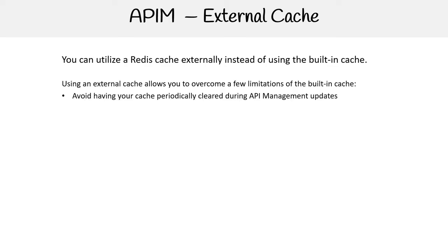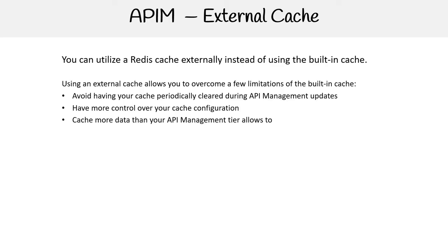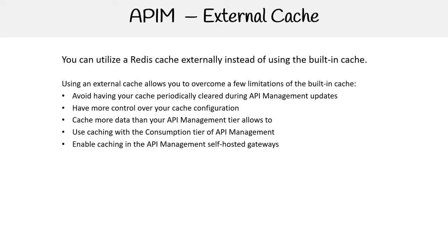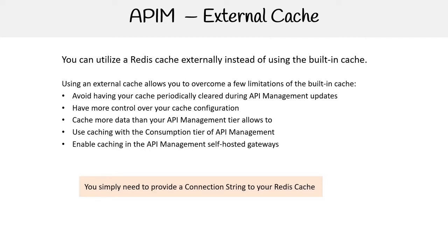You avoid having your cache periodically cleared during API management updates. You have more control over your cache configuration. You can cache more data than your API management tier allows. You can use cache with the consumption tier of API management. You can enable caching in the API management for self-hosted gateways. You simply need to provide a connection string to your Redis cache.